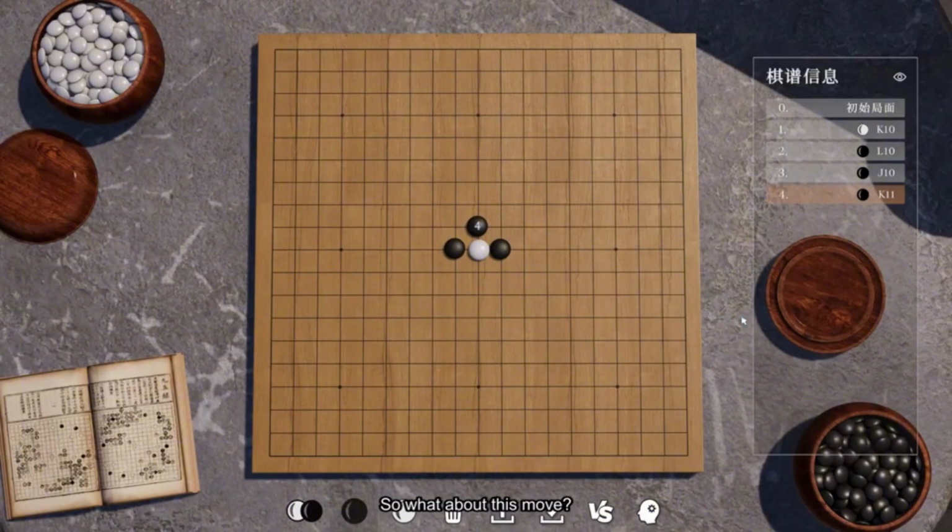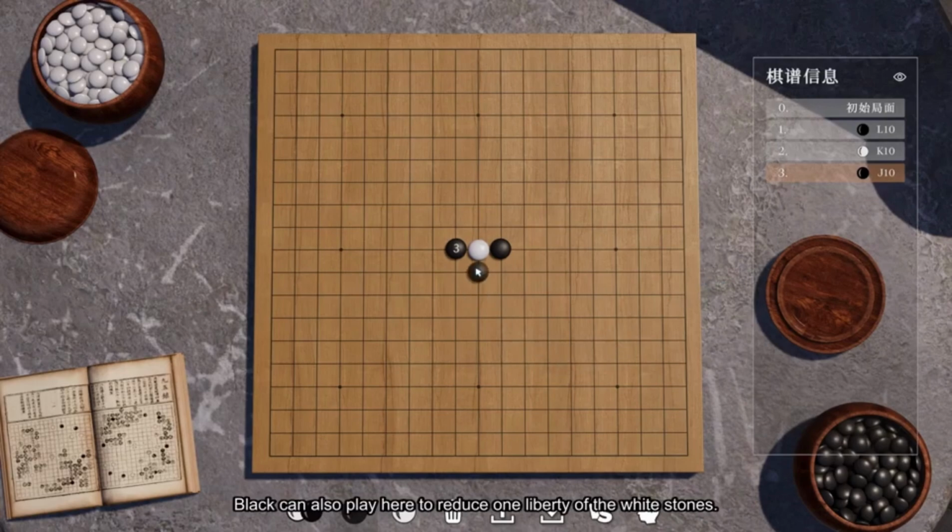So what about this move, apart from playing at this position? Black can also play here to reduce 1 liberty of the white stone. The choice of playing Atari at different positions is called the direction of Atari. What needs to be noted here is that an Atari can be on a single stone. It can also be on a group of stones.